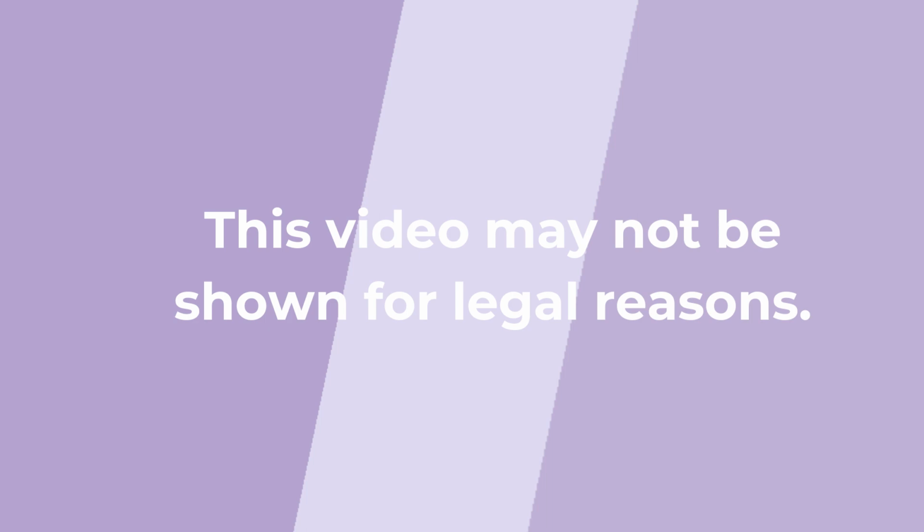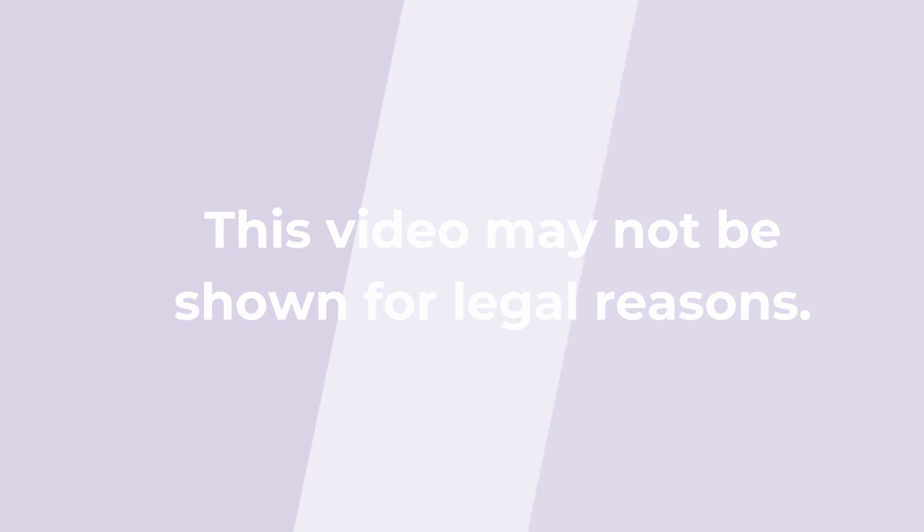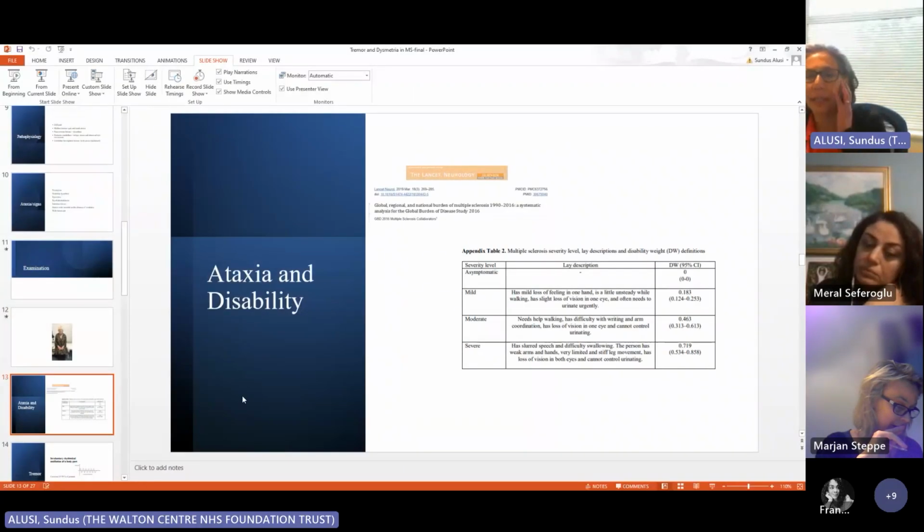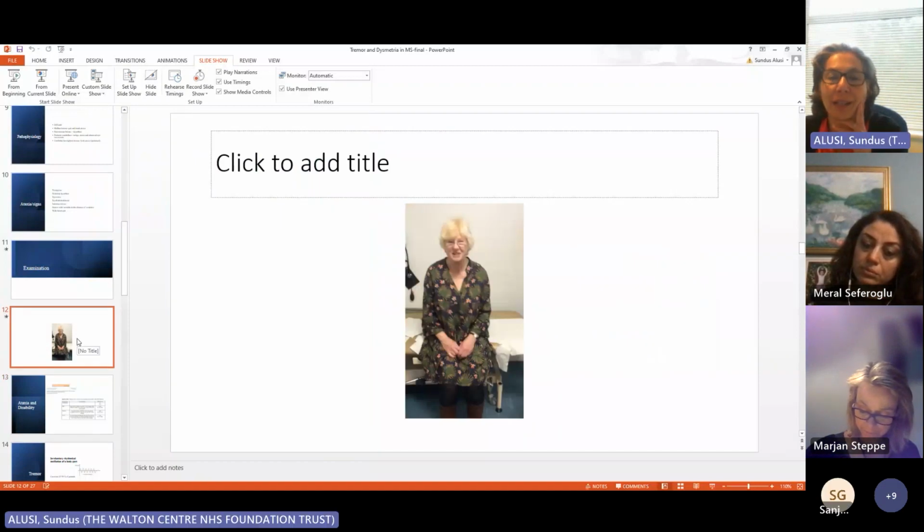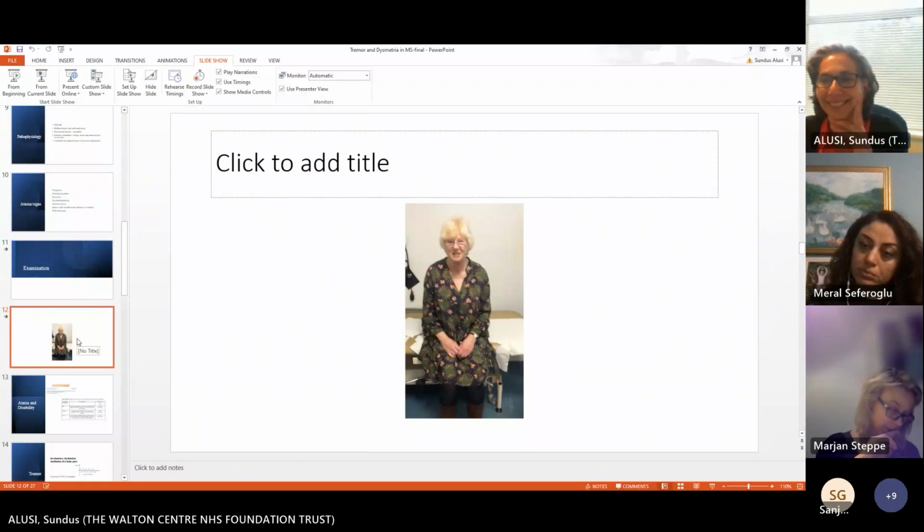So that's examining for gait and intention tremor. We'll come to tremor in a minute, normal MS tremor. So ataxia is severely disabling. What was her diagnosis? I'm sorry. She has fragile X-associated tremor and ataxia syndrome, the FAXTAS. Oh yeah, thank you.